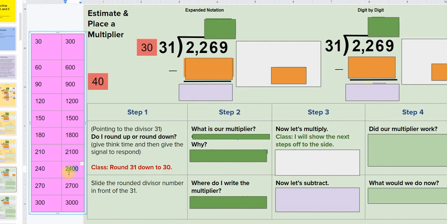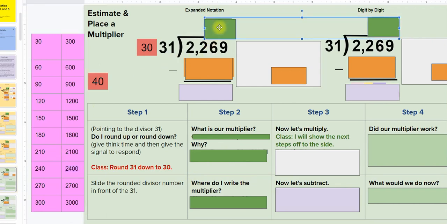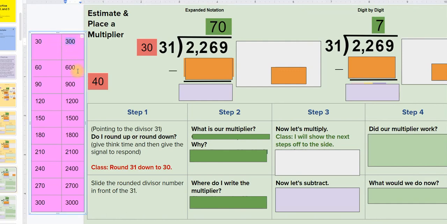Why would I not go to 80? Because 2,400 is more than 2,269. Notice that's in your questions over here. So friends, what's the multiplier? Class, and they would all say 70. If they didn't get it, 10, 20, 30, 40, 50, 60, 70. 70 times 30, class, 2,100.